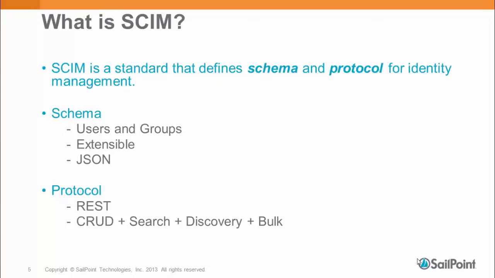SCIM is a standard that defines a protocol and a schema for identity management. The schema has core representations for users and groups. You're all identity nerds or business people, so you're well steeped in this. There are identities, there are groups, and authorization that goes along with that. It has representations for those. Those are in the JSON format, JavaScript Object Notation. It's really commonly used these days. It's extremely easy to parse, read and understand, so it's the flavor of the week with standards.